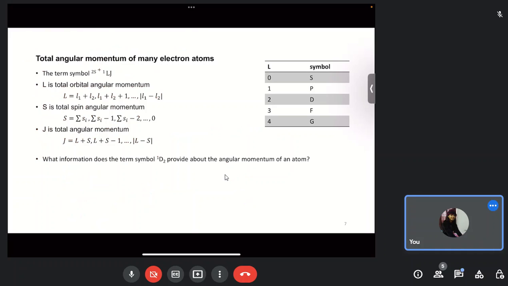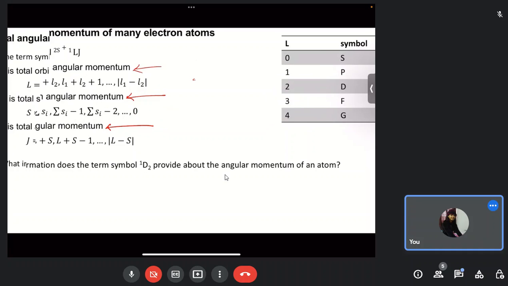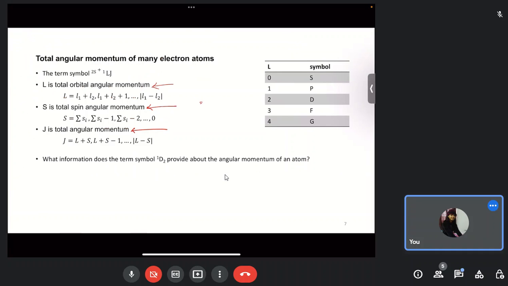So for the third term, we have seen how to calculate L and how to calculate S. Now we are here to calculate J. J corresponds to the total angular momentum, and this comes as the subscript in the term symbol.